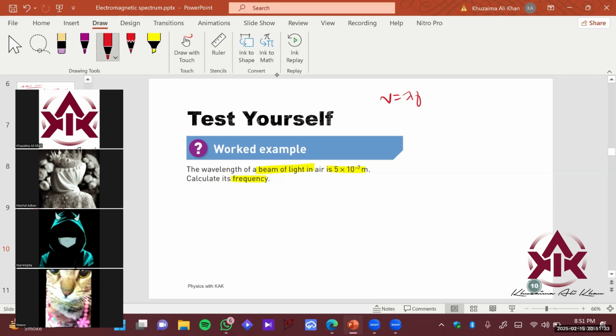And you know the speed of every electromagnetic wave is the same as the speed of light. That is 3 exponent 8 meter per second. You have 2 minutes to solve this. Let me know once you're done. Raise your hand if you're done. Okay?